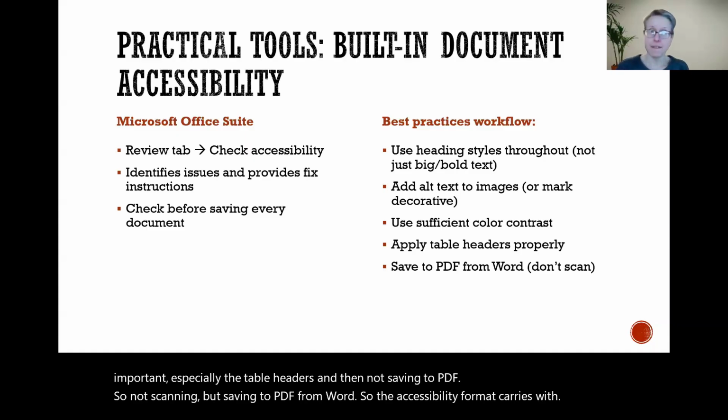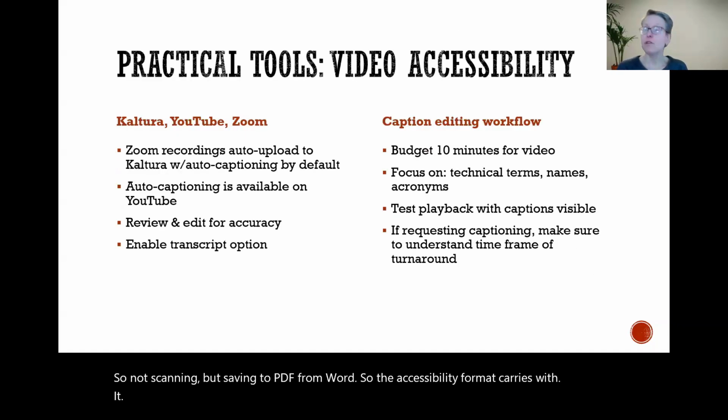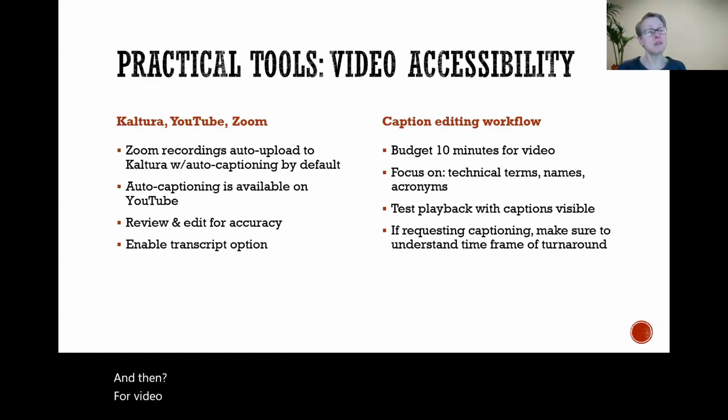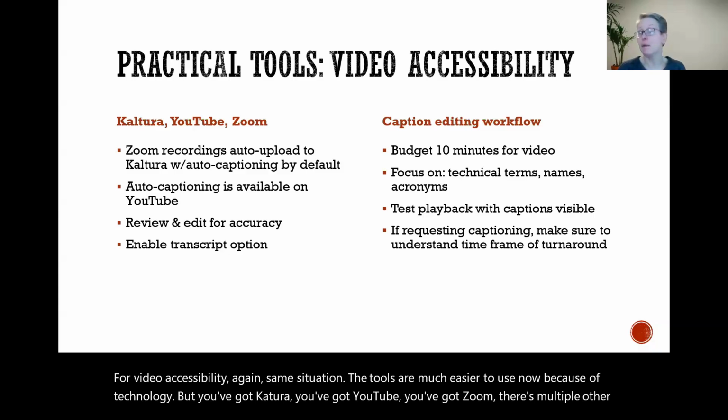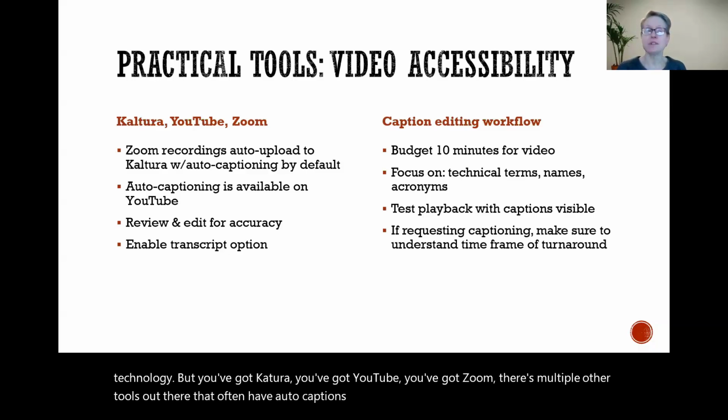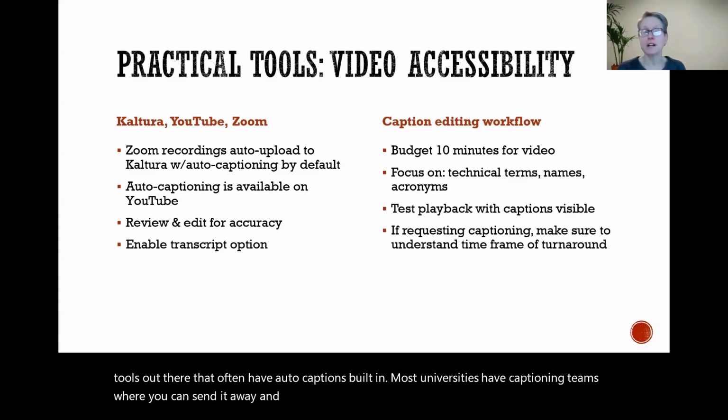And then for video accessibility, again, same situation. The tools are much easier to use now because of technology, but you've got Kaltura, you've got YouTube, you've got Zoom. There's multiple other tools out there that often have auto captions built in. Most universities have captioning teams where you can send it away and get it captioned if you need to, although that does have some turnaround time.